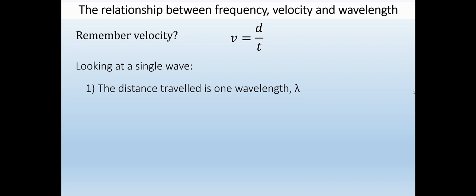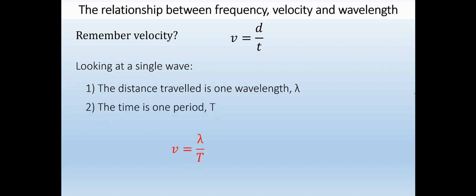So the distance that a wave travels is one wavelength, right? So from crest to crest on a wave, trough to trough. So one complete wave is a wavelength. So that's the distance that we're going to use as our distance traveled of the wave.